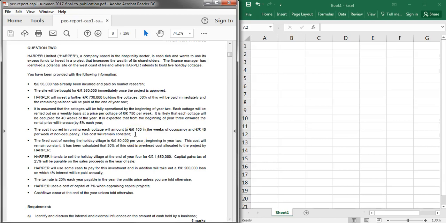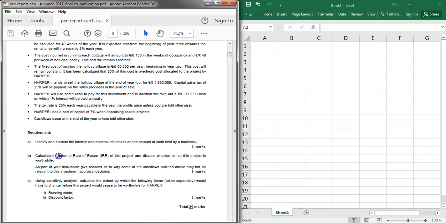This screencast is looking at Summer 17 question 2, focused particularly on the calculation of internal rate of return, also known as IRR, and dealing with sensitivity analysis. So both things are looking at Pillar 2, investment appraisal in CAP1 finance. So again, I'm assuming you've read through the question.